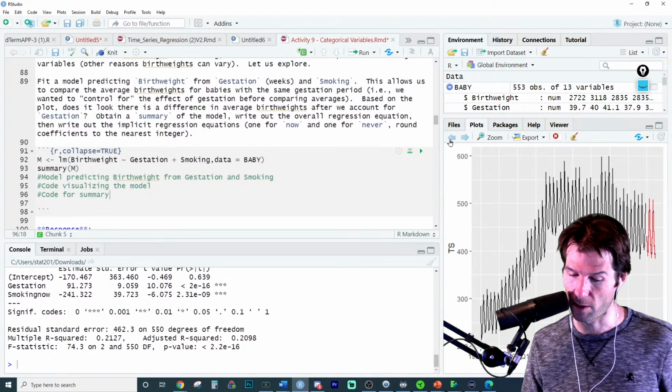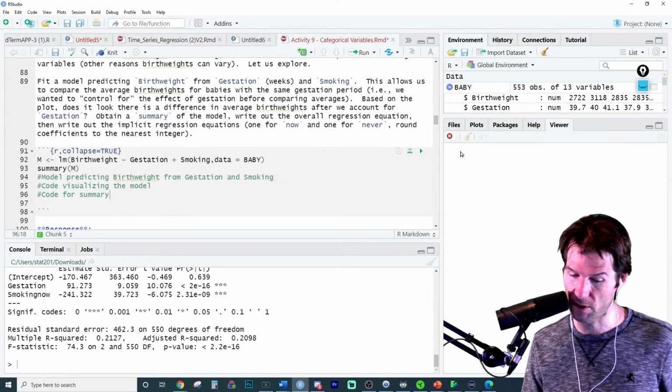Do I still have my plots up? I think I erased my... Oh, there they are. I have them in the viewer also.